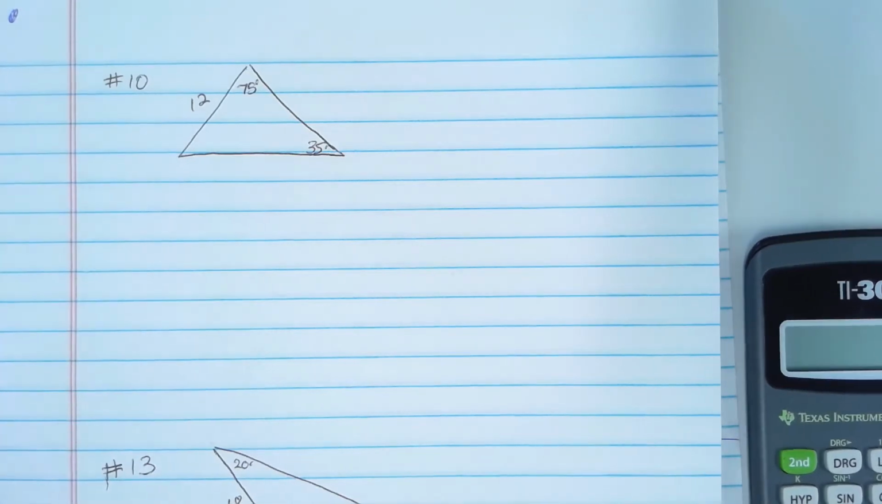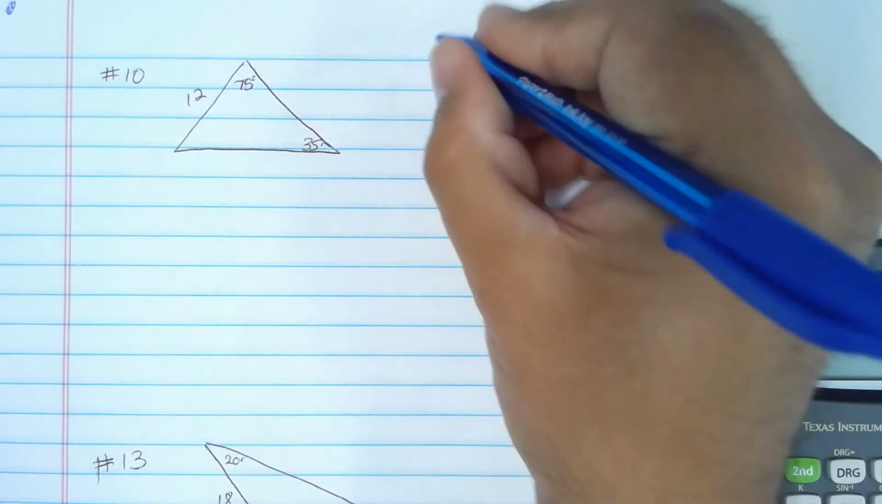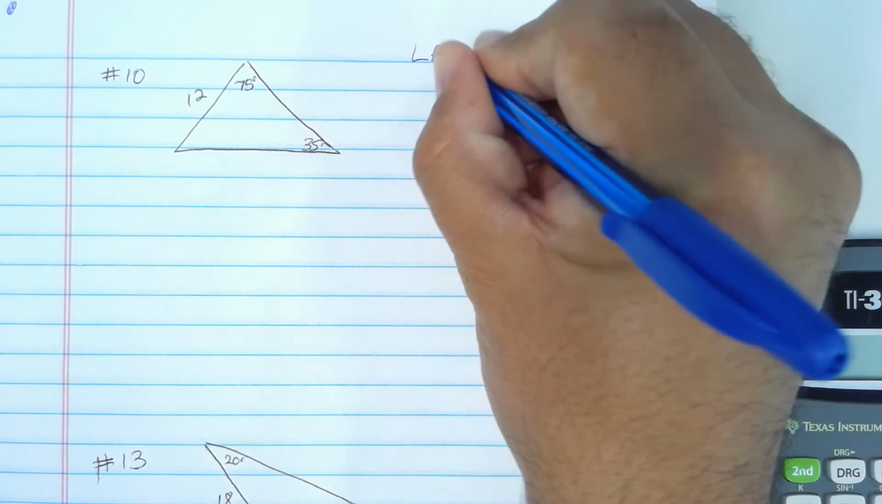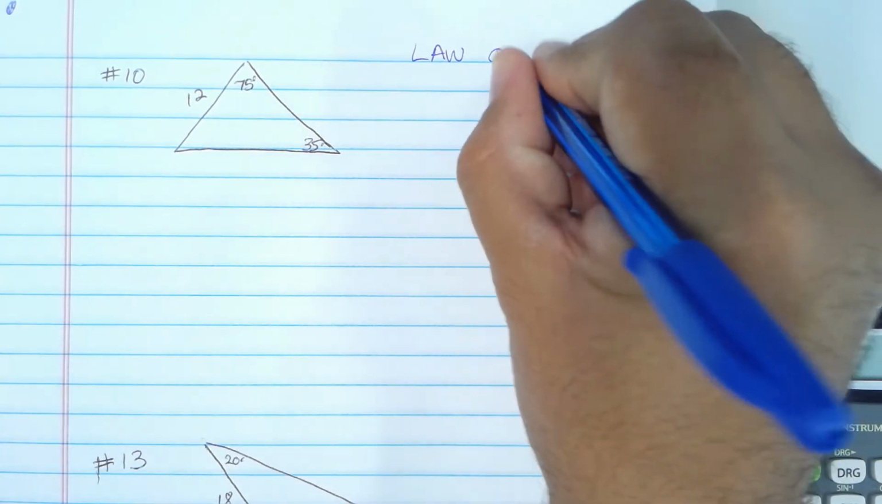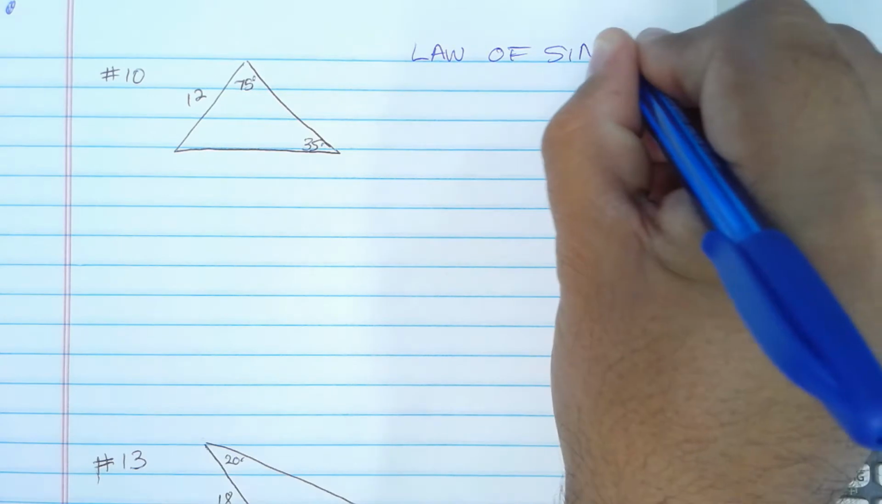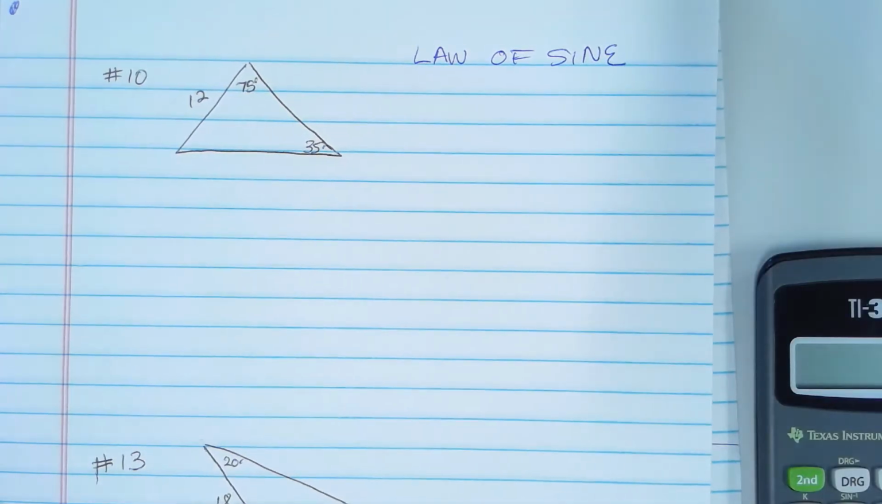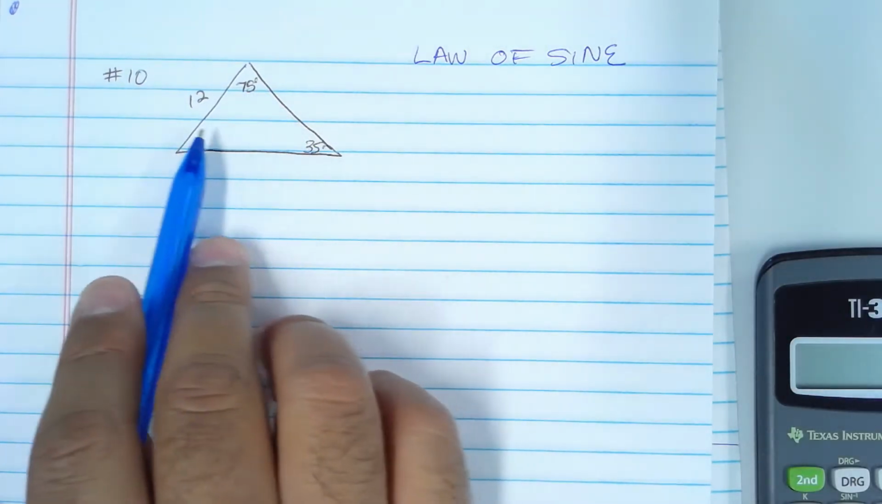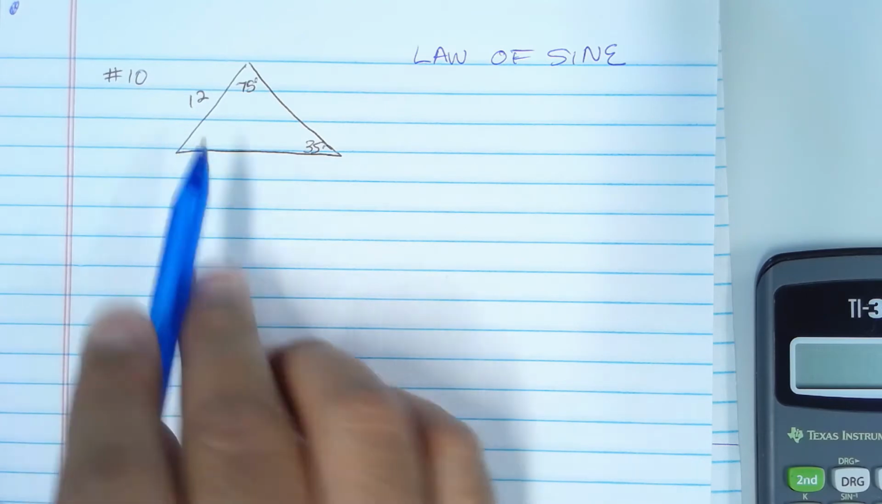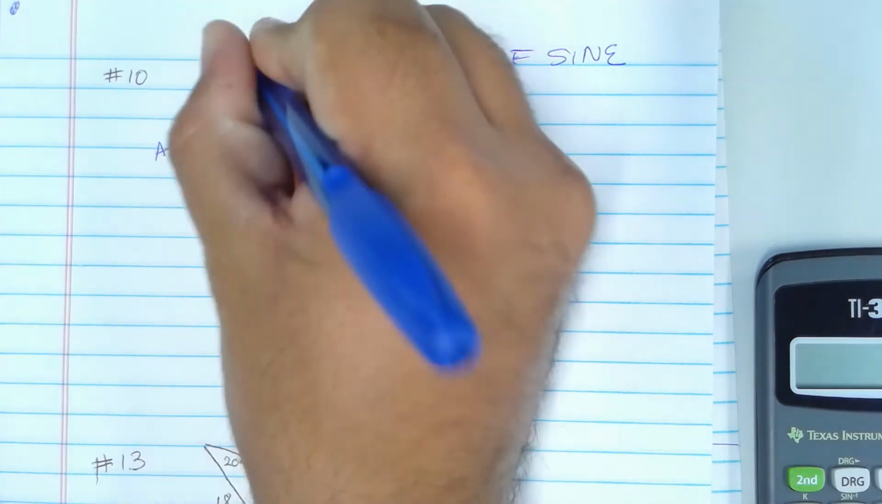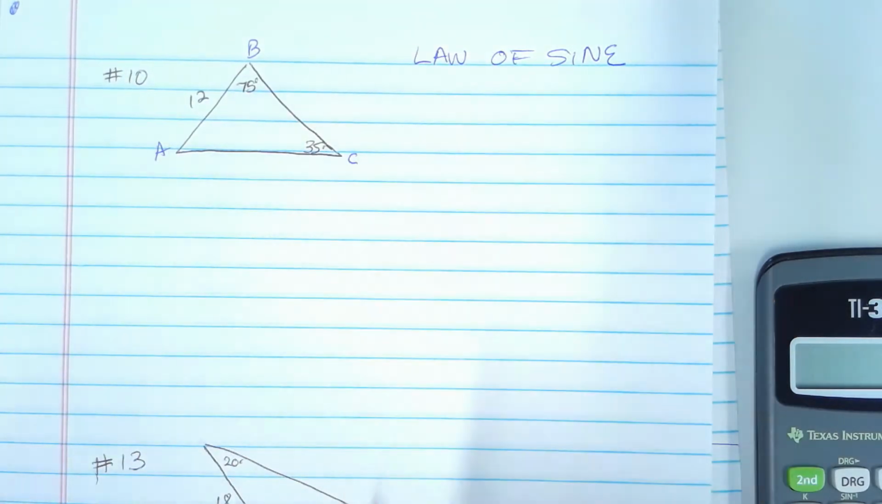All right, so we have one question right here. Again, we're applying the law of sines. Since we're applying the law of sines, one of the first things we could do is figure out this remaining angle. Let's call this A, B, and C.